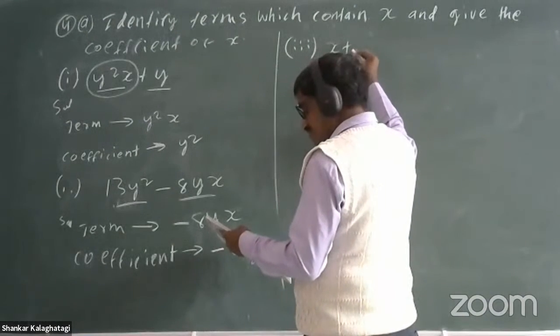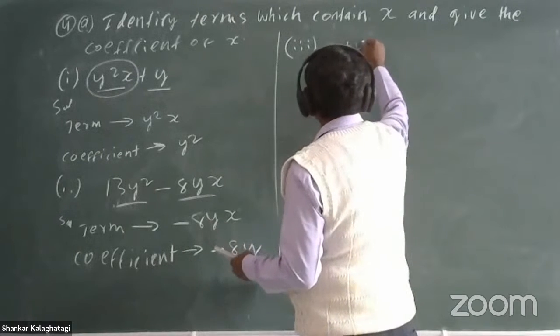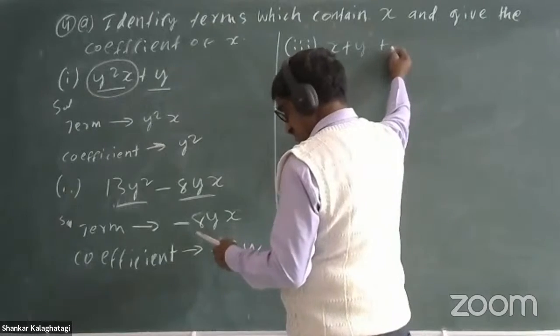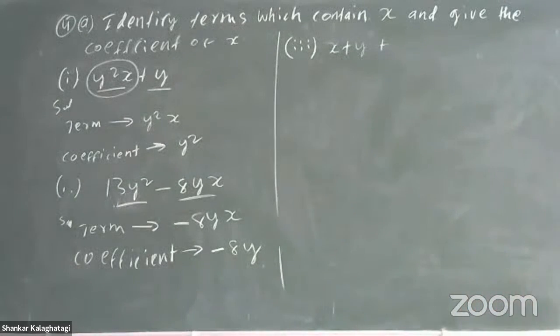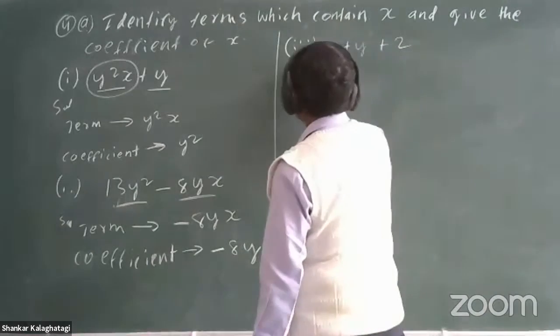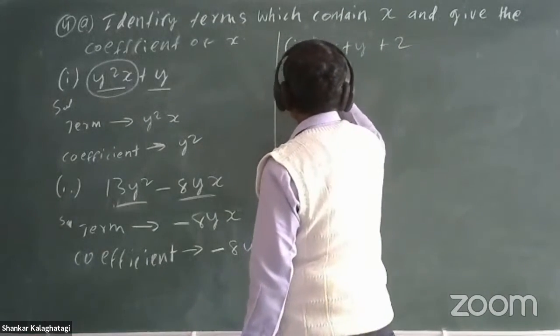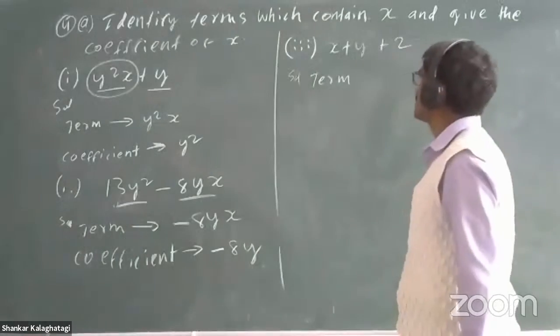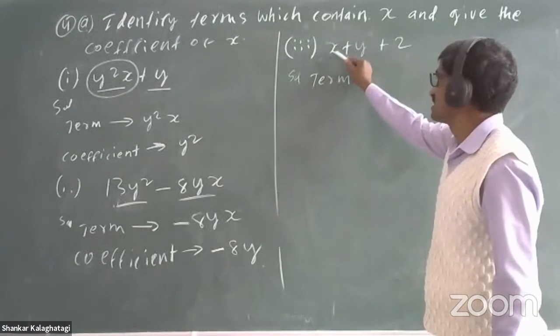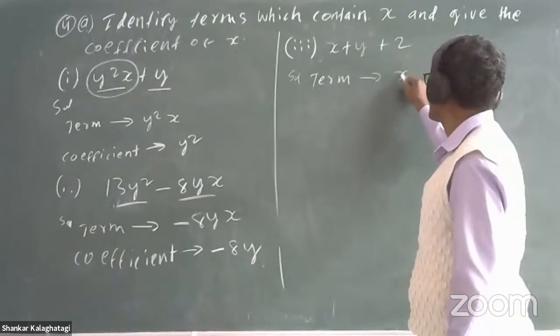After one or two problems, you will understand better. This is z or 2? 2 it is. Term which contains x: here three terms are there, 1, 2, 3, and this term contains only x.